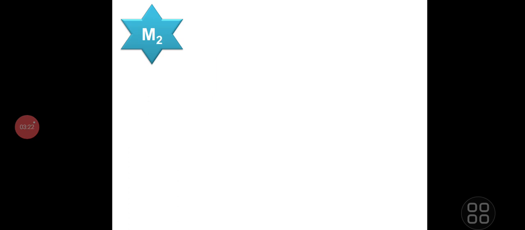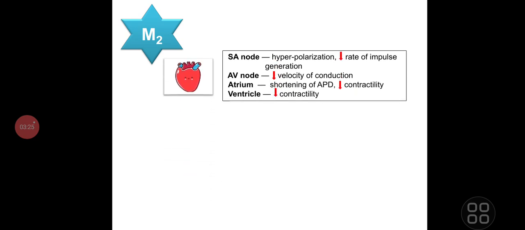Now coming to the M2 receptor, so this receptor mainly present in a heart along with a beta 1 receptor. So it mainly controls the heart activity by decreasing the activity. Okay, in SA node it causes hyperpolarization, which results in a decrease in rate of impulse generation. In AV node it decreases the velocity of conduction. In atrium, M2 stimulation is responsible for shortening of action potential duration, which ultimately leads to the contraction decrease. And in ventricle also it decreases contraction.